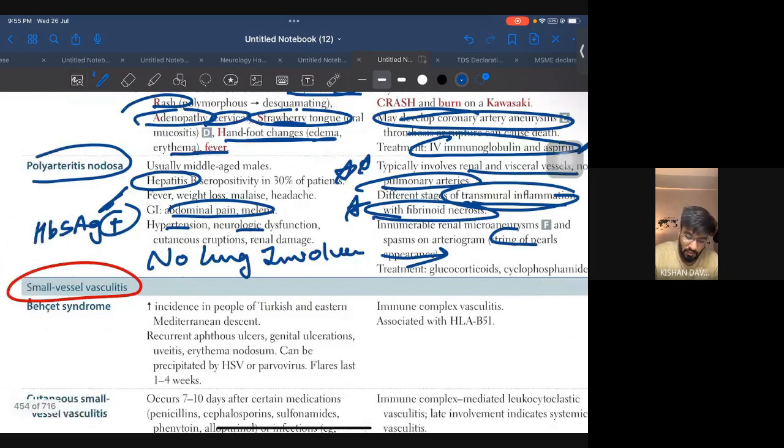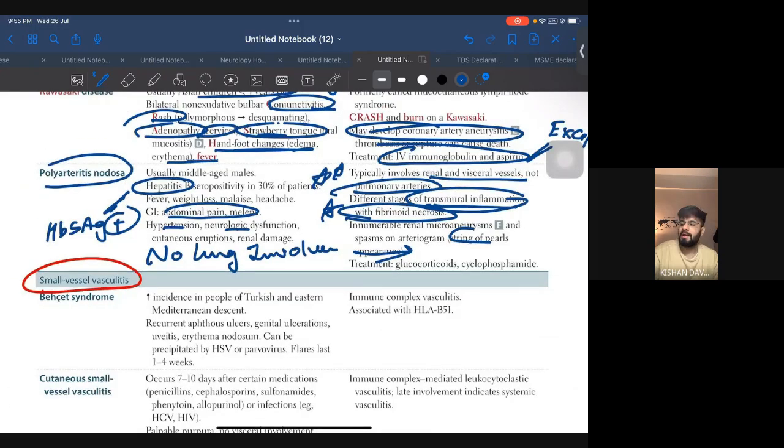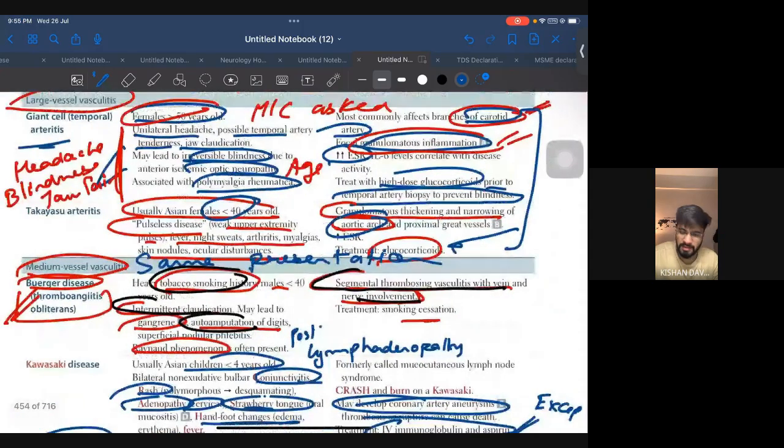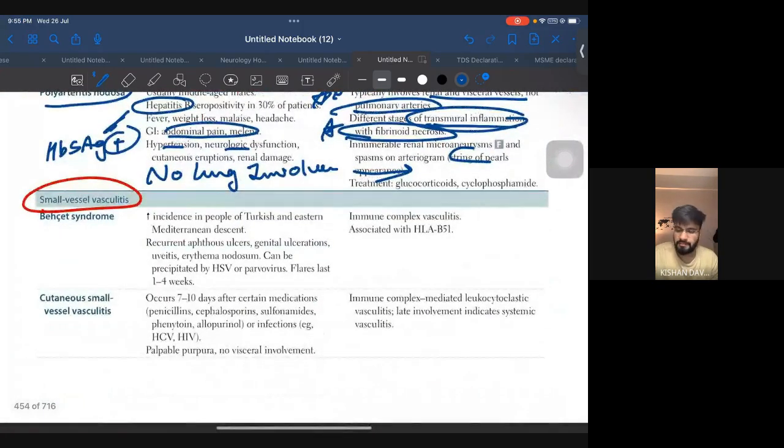That's it. तो वापस बता देता हूँ, polyarteritis nodosa, hepatitis B, they might give you. All other systems problem होगी except pulmonary system. Okay, fibrinoid necrosis वाला कोई vasculitis आता है, polyarteritis nodosa. All right, done. So that's it for medium and large vessel. Now we will go to the small vessel.